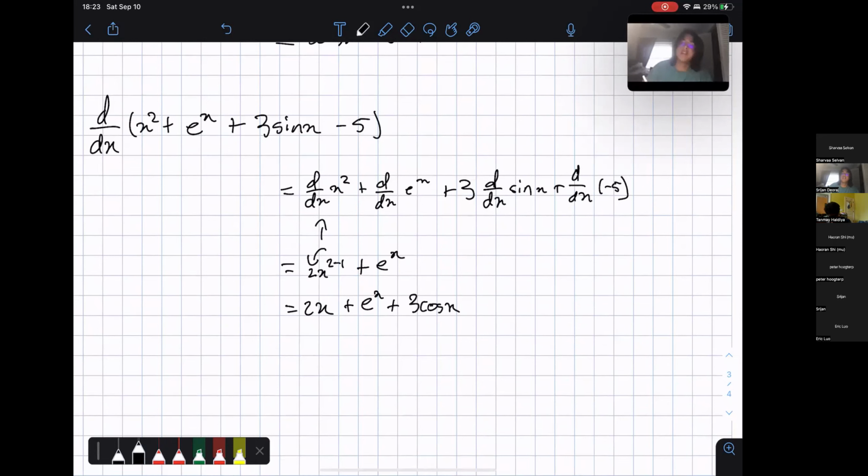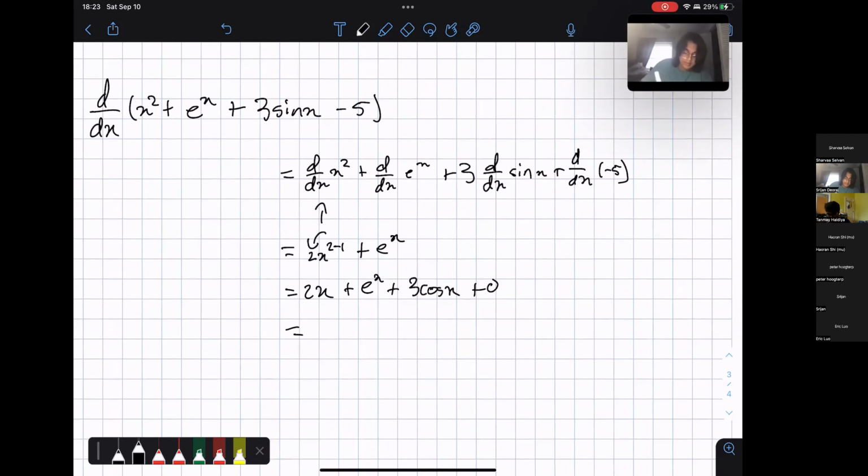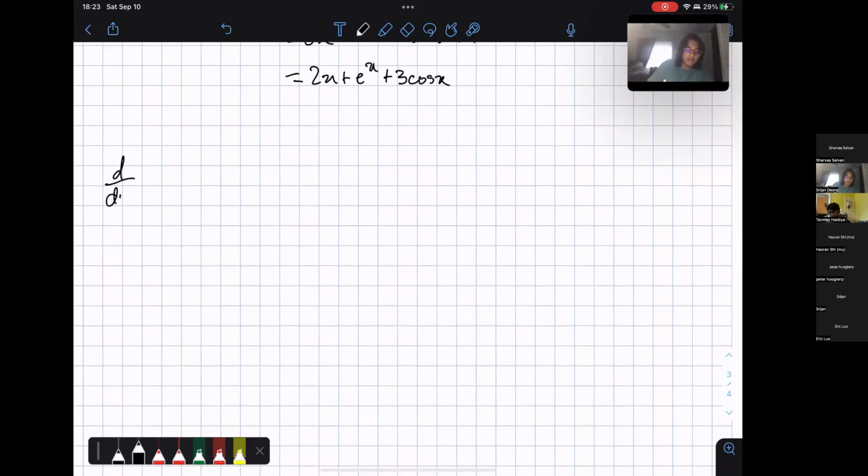And the derivative of a constant is just 0, so it'll be plus 0 here. So the derivative of this expression was 2x plus e to the x plus 3 cosine of x. And so we know how to do simple derivatives, if we just add and subtract with constants and stuff, then we know how to take the derivative of most of those. But for example, if I ask you to take the derivative of tangent of x, we don't know how to do that. But what we can do, we can write the derivative.